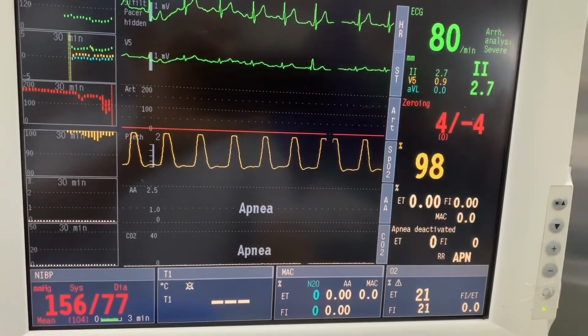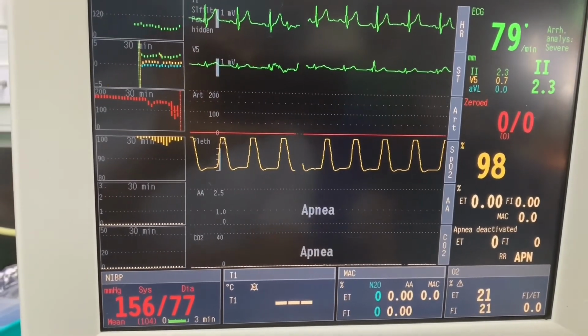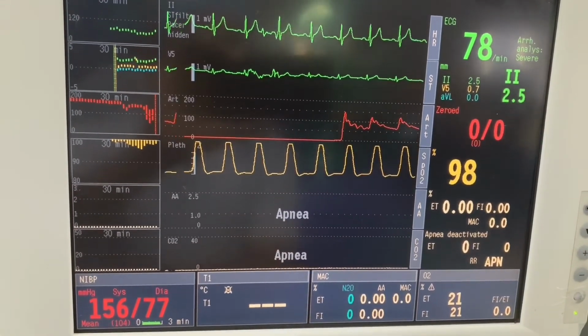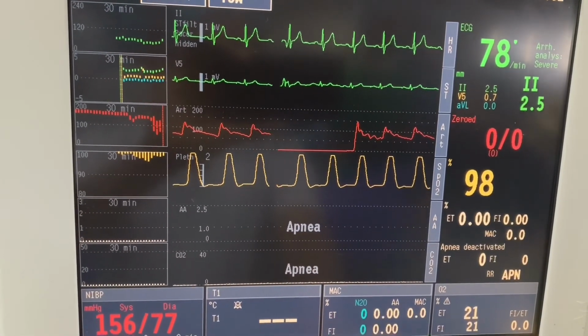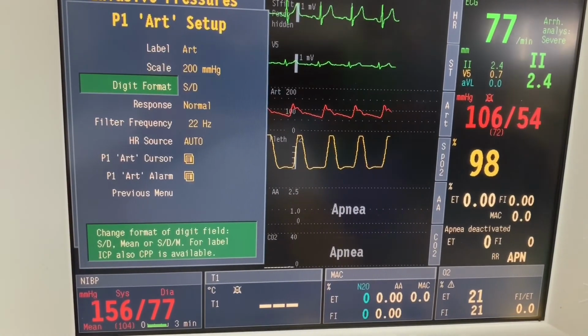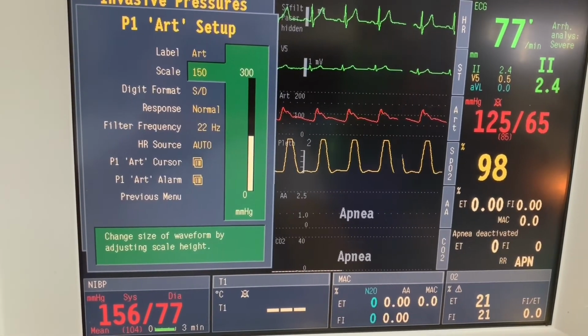Now the next step is connecting it to the transducer and checking whether we are getting a proper waveform. Before that we'll have to zero the arterial line and then we are able to see that we've got a successful waveform. Troubleshootings in arterial line cannulation and the ways we would overcome it, we will be discussing in another video.